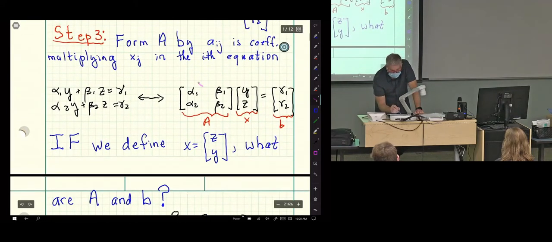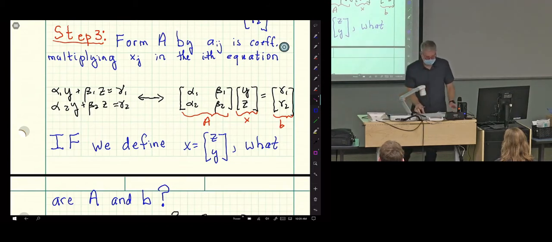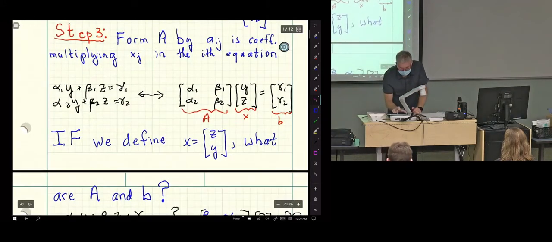because this one means alpha 1 times y, that's correct, plus beta 1 times z. And this one, alpha 2 times y, we see that here and here, and beta 2 times z, that's here. So that's how you just keep building these things up. So let's do another example.